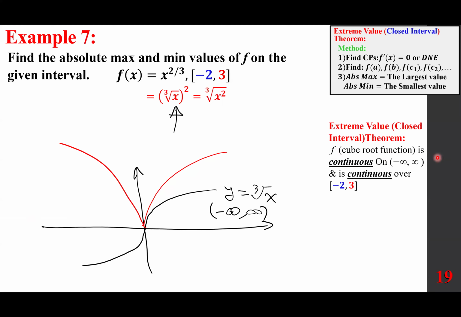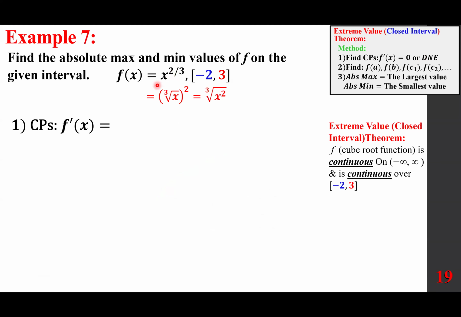f is a cube root function. It's continuous from negative to positive infinity, and therefore it's continuous in the given interval of -2 to 3. And we're going to move on with the process. Step 1, find f prime of x. To do so, I'm going to erase my work. So this is 2/3 x to the power of 2/3 minus 1, which makes it -1/3.